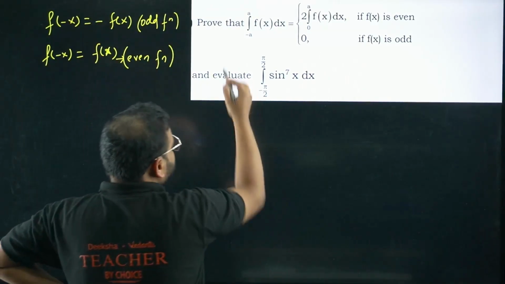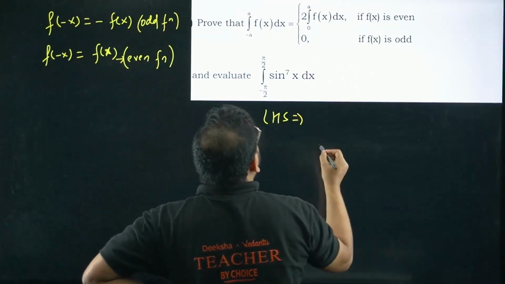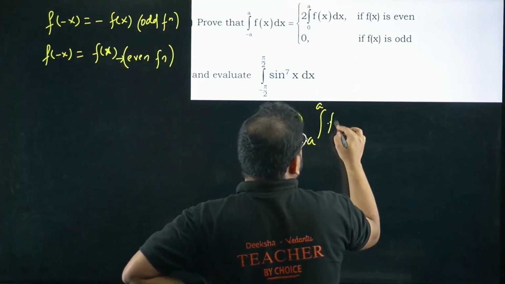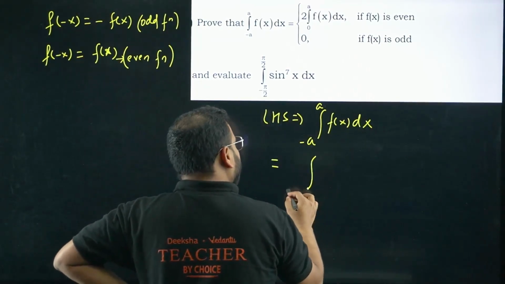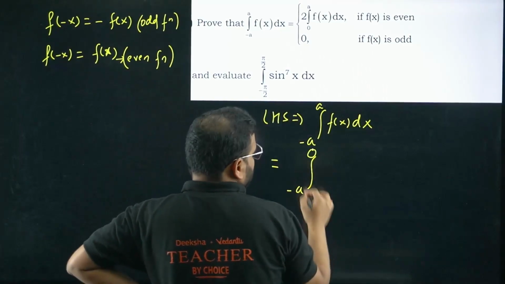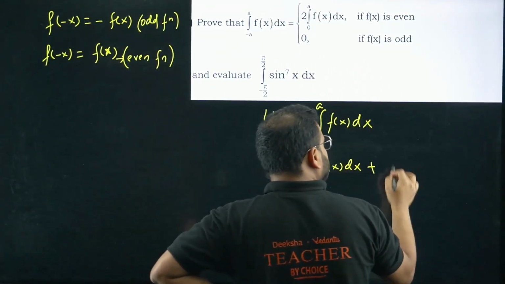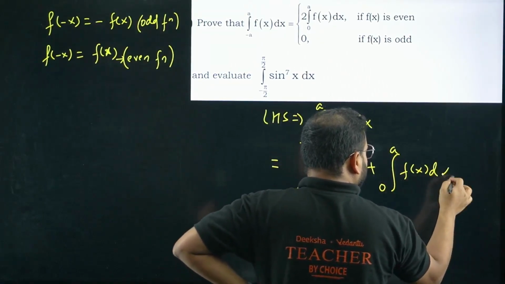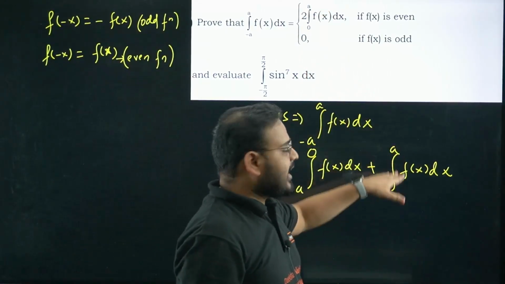Let's take the LHS now. So we'll take the LHS as what they have given. From minus a to a they have given f of x dx. I can write this from minus a to 0, breaking with the property that we know in definite integrals, plus 0 to a. I'll tell you why as well, don't worry. Please check, we have to write in terms of the 0 to a limit only, that's why.